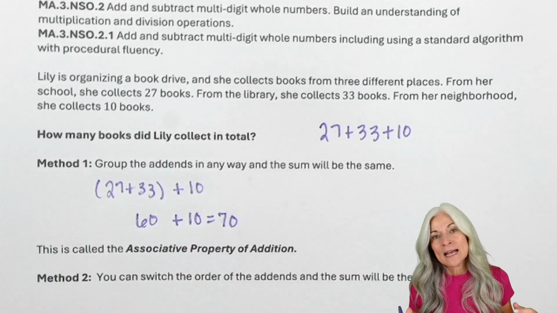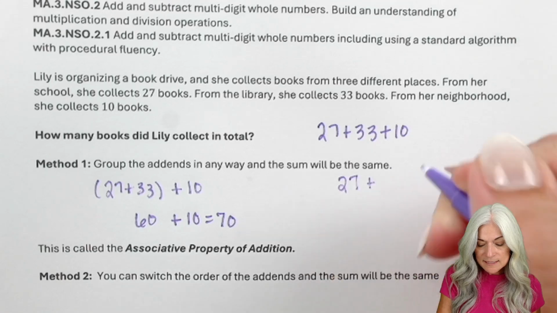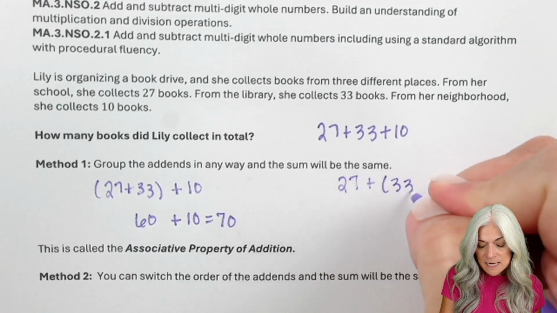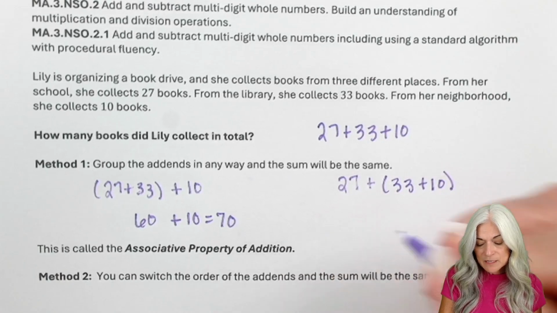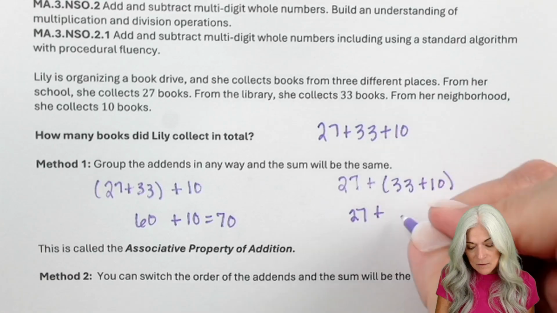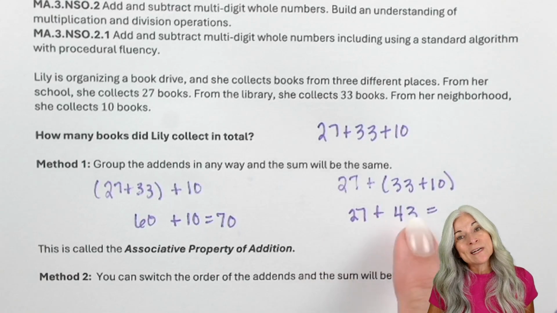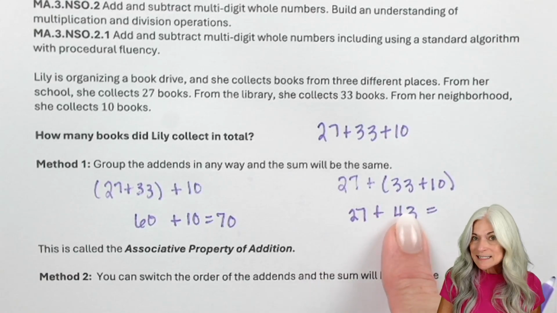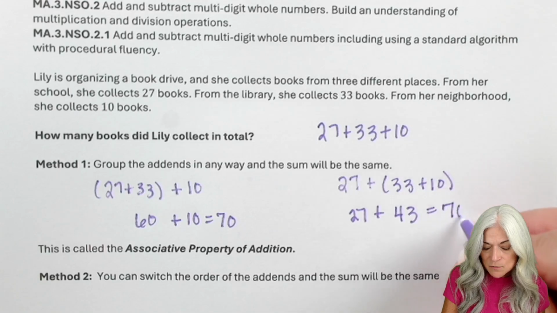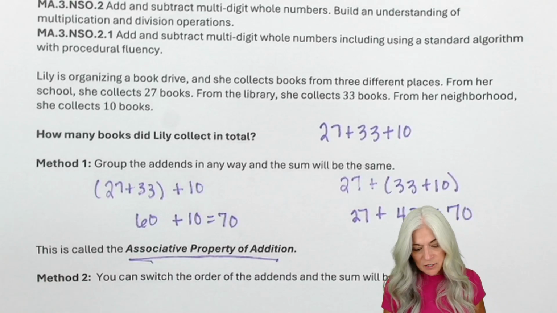Now we might decide to group the 33 and the 10. 27 plus 33 plus 10. So 27 plus, we would add the 33 and the 10. We would get 43. 7 and 3 is 10, 20 and 40 is 60. That gives us a total of 70. Now, this is the associative property of addition.